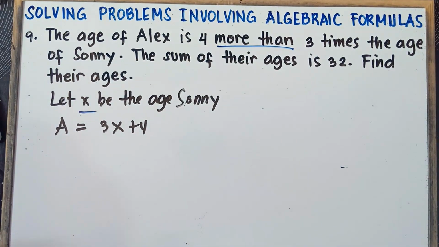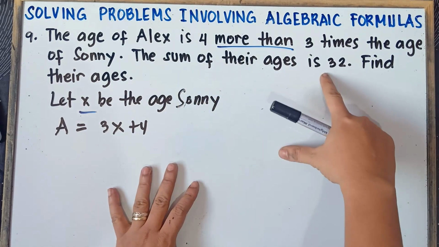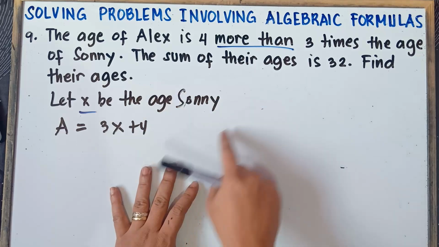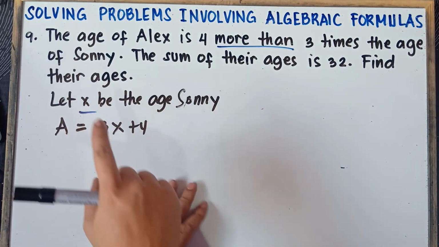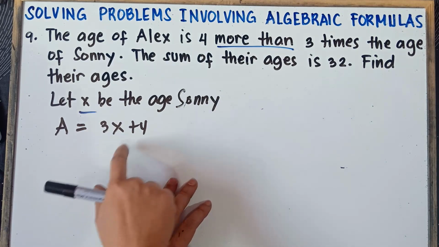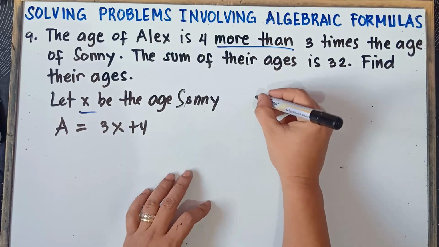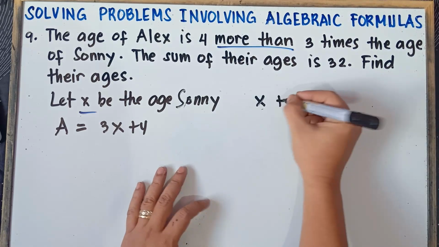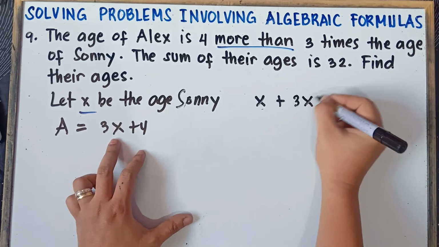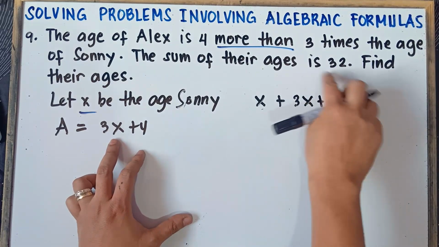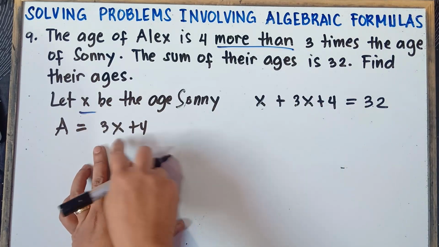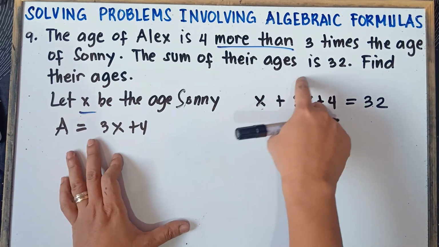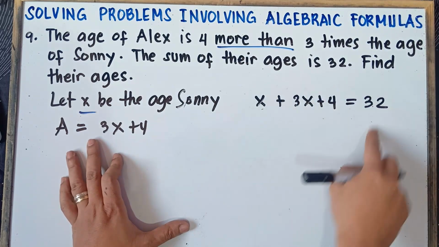Now it says right here, class, that the sum of their ages is 32. Find their ages. So the sum of their ages, so this will be the age of Sonny, that would be x. This will be the age of Alex, that would be 3x plus 4. So we need to add this up. This will be x, the age of Sonny, plus the age of Alex, that would be 3x plus 4. And their sum is equals to 32. Once again, we need to add this up. X plus 3x plus 4, because it says right here that their ages, the sum is 32.